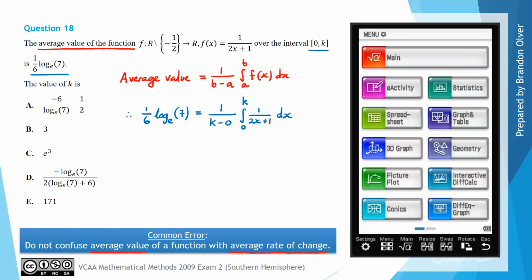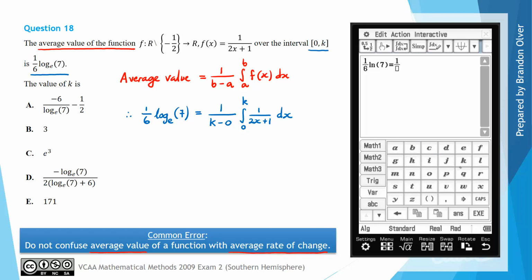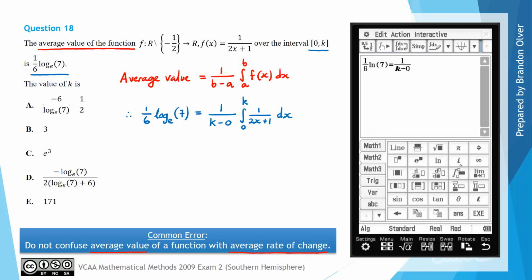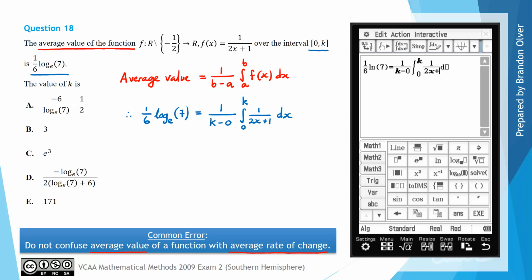On the CAS calculator, go into the main menu. Next, we want to bring up the soft keyboard and we want to type in that equation. So we had 1 divided by 6 times log e, so we can use ln to represent log e on the calculator. So that was 1/6 log e of 7 was equal to the fraction 1 over, and using variables we will use the variable k, so we'll have k subtract 0, and then that was multiplying the integral between 0 and k for the rule, which was a fraction 1 divided by 2x plus 1, and we were going to integrate that with respect to x.